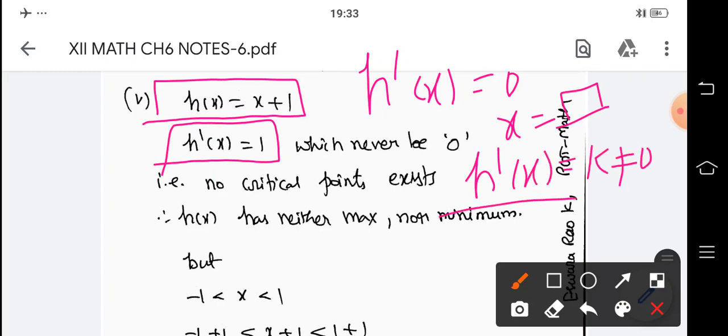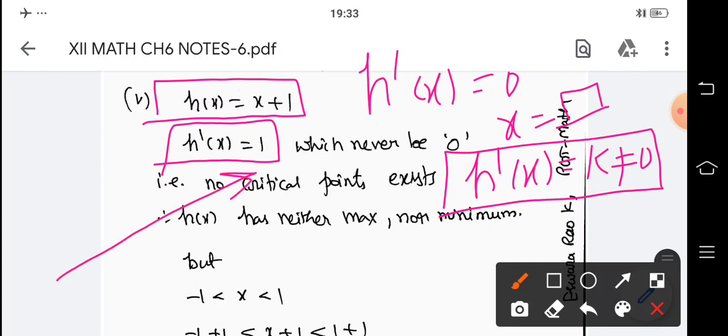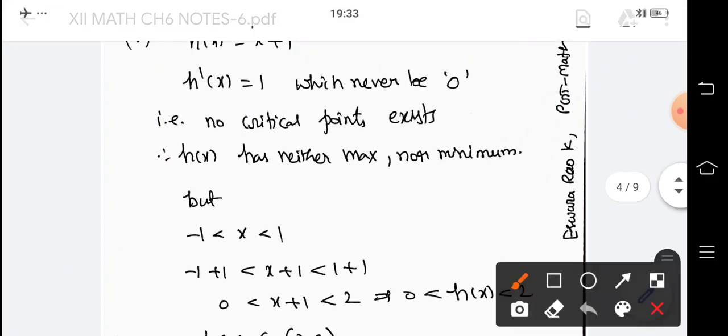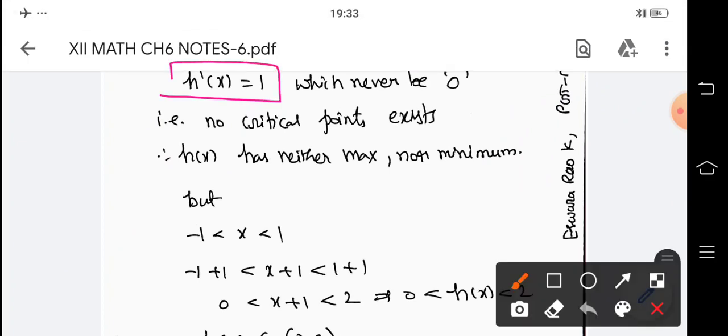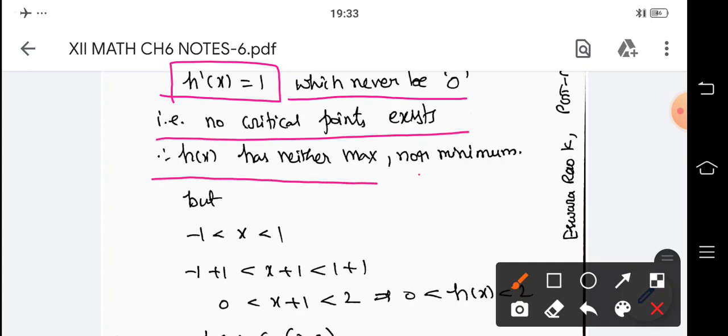that time we directly state that the function will not have any maxima, any minima, any critical point, because there are no turning points, because it is a straight line, a linear expression. The derivative of a linear expression is only the constant. So you can directly state h dash of x is equal to 1, which can never be 0. So no critical points exist. h of x has neither maximum nor minimum.